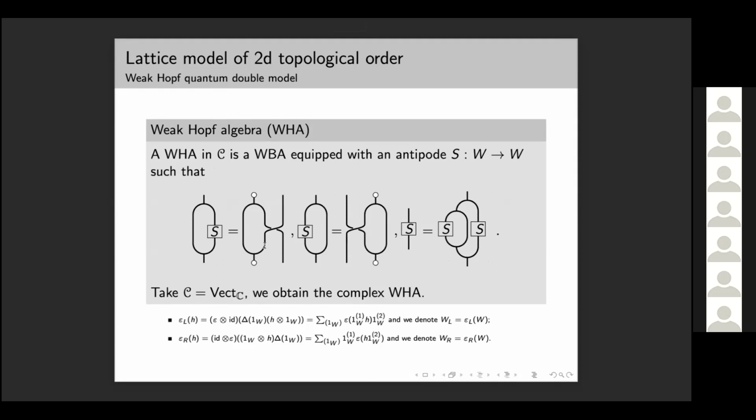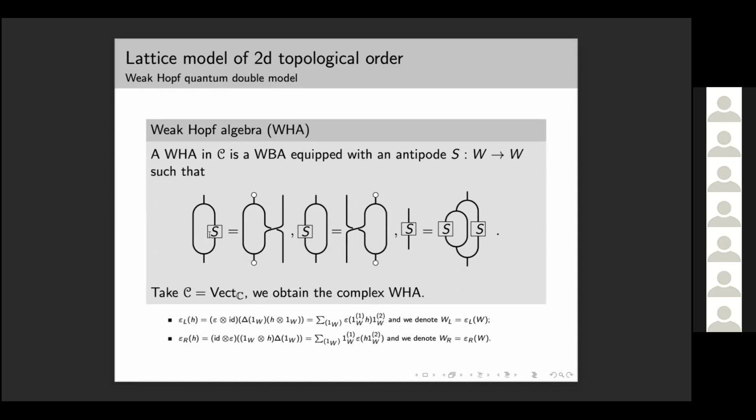Now in this talk, if we want to construct a weak quantum double model, it is a quantum mechanics model, so we need to take the category to be vector spaces. We find that this matches well with the usual definition of the complex weak Hopf algebra. For a weak Hopf algebra, there are two crucial morphisms. The first one is called the left co-unit morphism, defined in this way. The other is epsilon R. They are symmetric with each other, and these two play a crucial role in weak Hopf algebras.